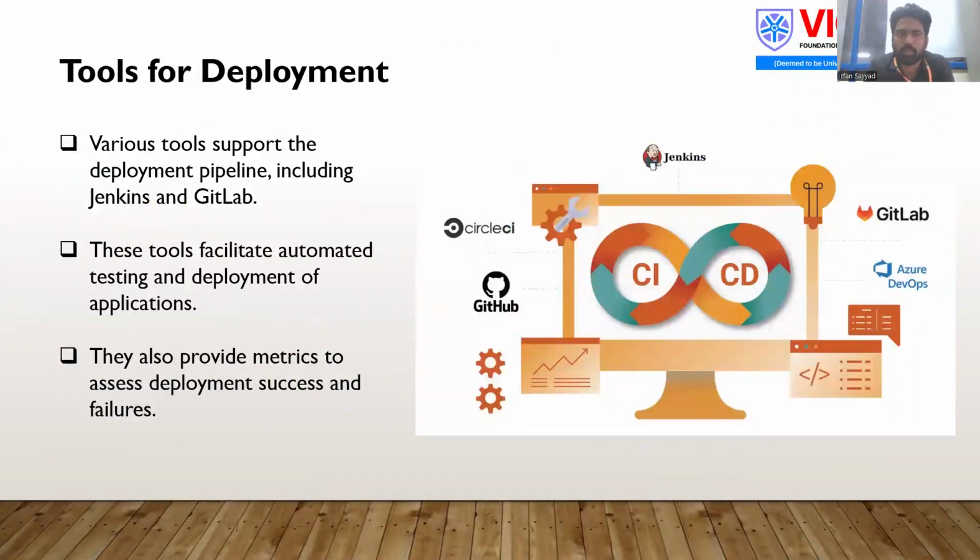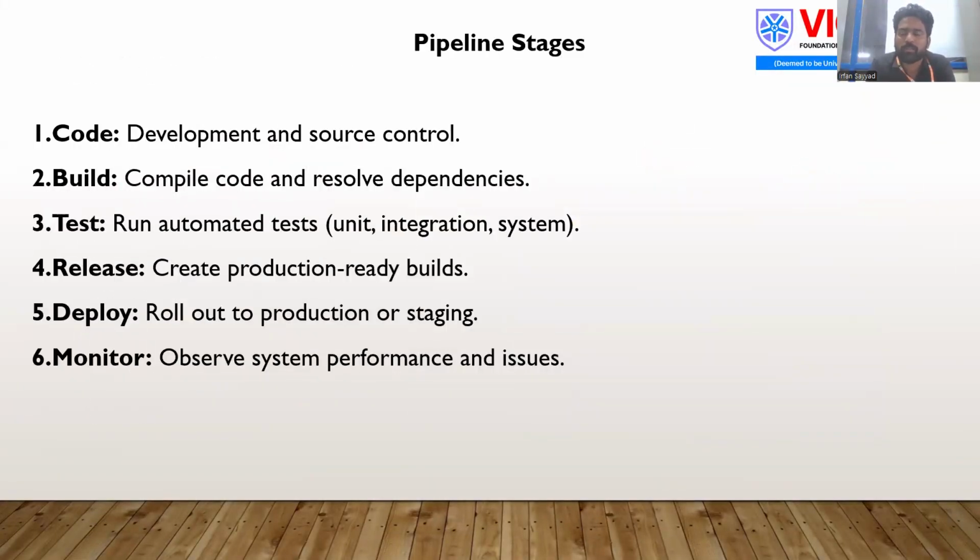Tools for deployments. As I previously said, various tools support the deployment pipeline, including Jenkins and GitLab. They also provide metrics on deployment successes and failures. So what are the pipeline stages? Basically there are 7 pipeline stages. The first one is plan.